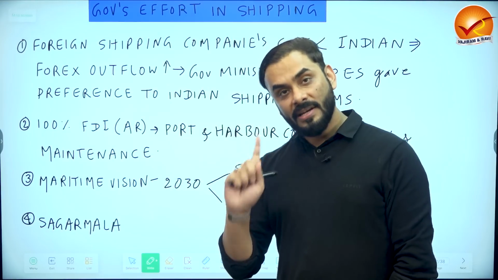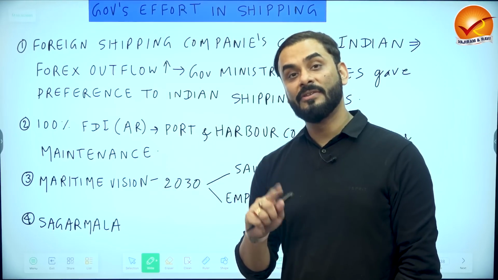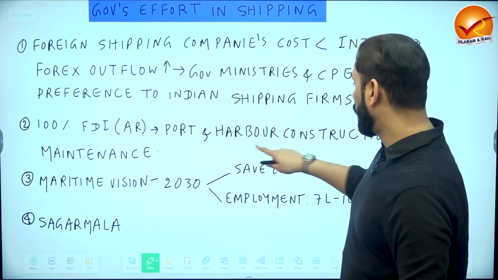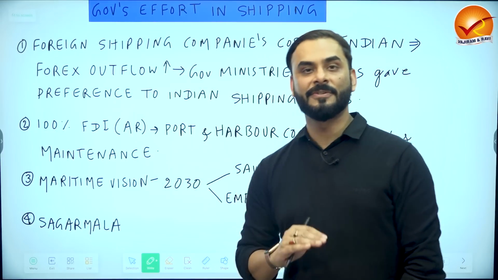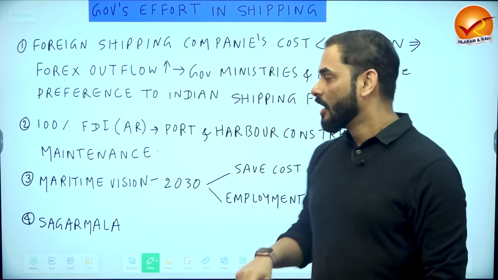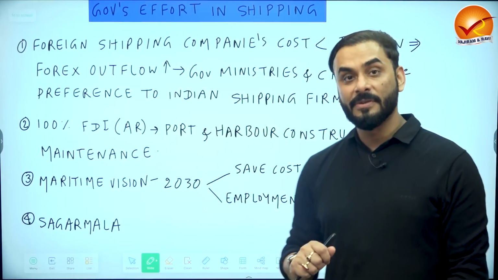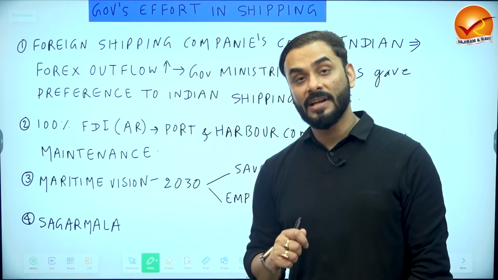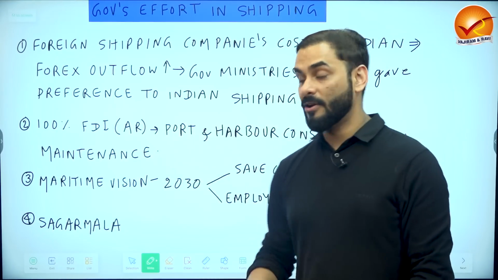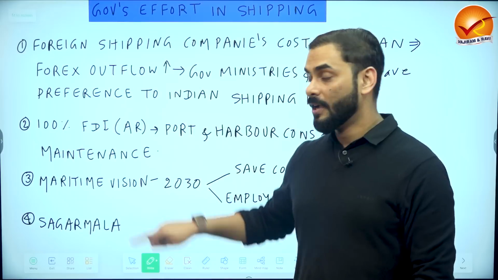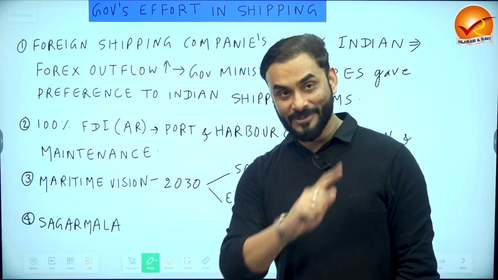If there is a foreign company which wants to invest in India in construction of ports and harbor, a harbor is a place where the ships take rest. You know, that's a parking place. So on ports and harbors, if somebody wants to construct ports and harbors in India, 100% foreign direct investment through automatic route is allowed, and also for maintenance, right? So please remember this for UPSC prelims.